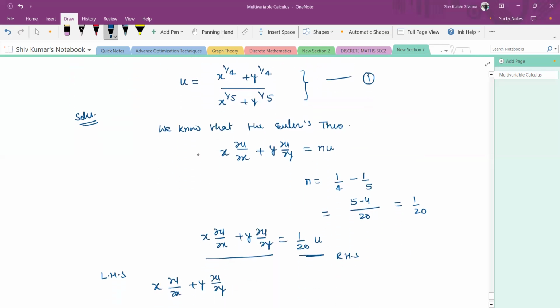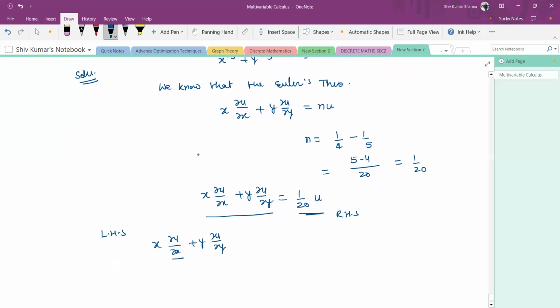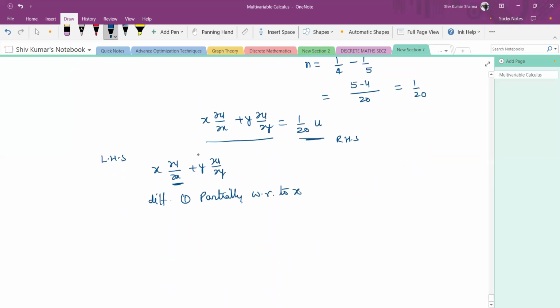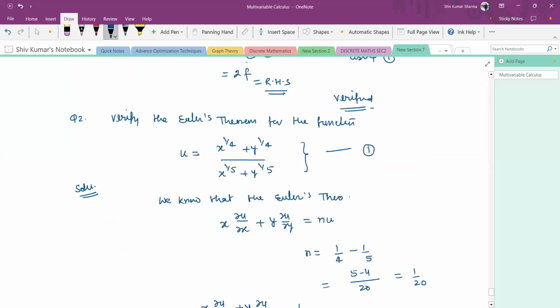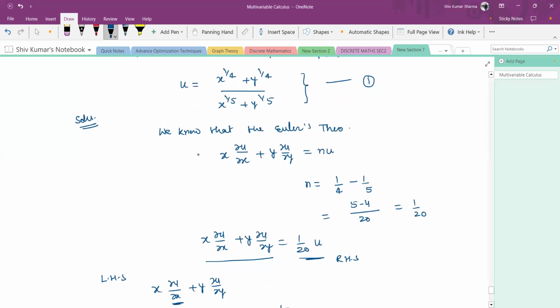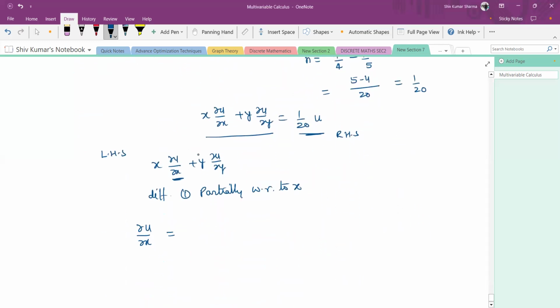Now differentiate 1 partially with respect to x. So first we solve del u upon del x. So differentiate 1 partially with respect to x. When we differentiate 1 partially with respect to x, this gives us del u upon del x is equal to, so here we use the formula of u upon v, that means numerator upon denominator. So we have the formula. So first we write down the denominator.